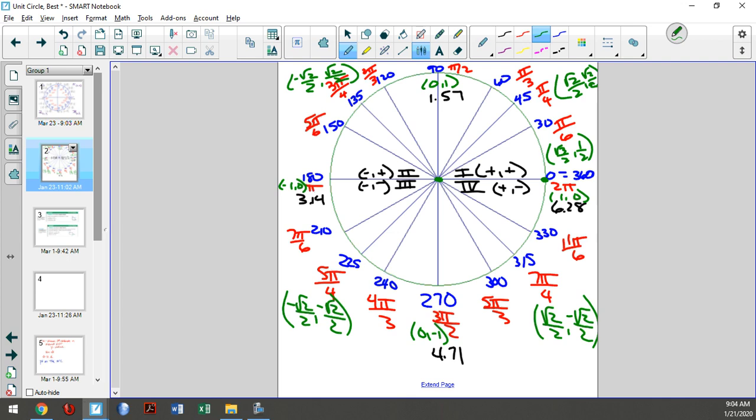So I'm in quadrant 2. So 5 pi over 6 is going to correspond with negative square root of 3 over 2, comma positive 1/2. Then in quadrant 3, I'm going to have 7 pi over 6. So what is 7 pi over 6 going to be? Negative square root of 3 over 2 and negative 1/2. And in quadrant 4, which is 11 pi over 6, that's going to be positive square root of 3 over 2 and negative 1/2.